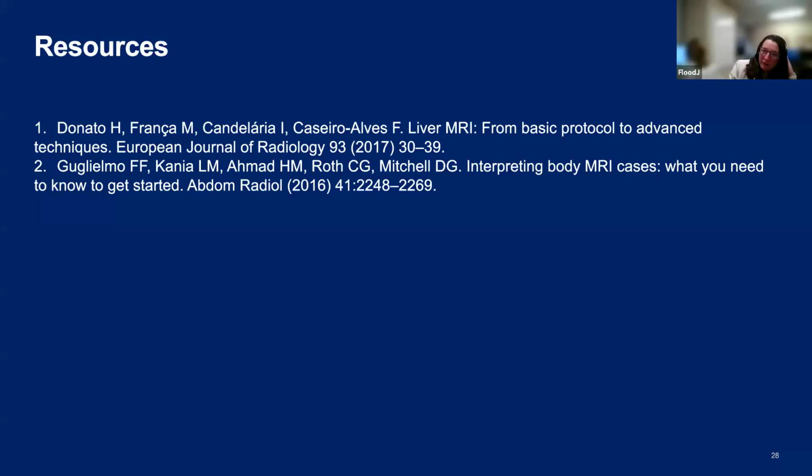This is great. I have one question. I find I only really order EOVIST if I'm working up FNH versus adenoma. So I'm wondering when should we put that as the contrast that should be used? Because doesn't it default, at least at our institution, to gadolinium mostly, right?